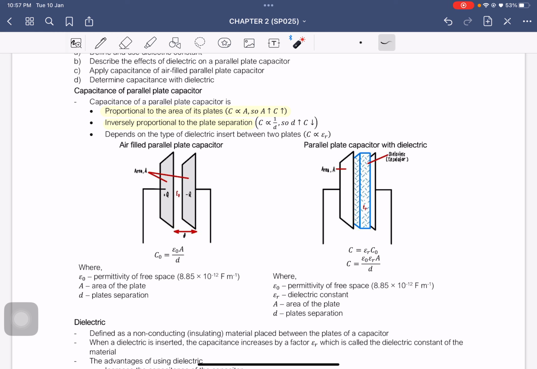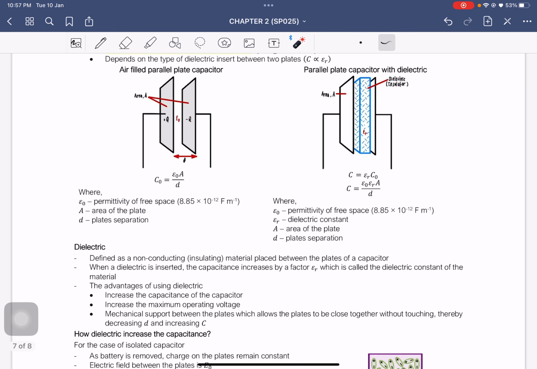For a parallel plate capacitor filled with dielectric, which is an insulator, the equation changes from having just epsilon naught, it will have an addition of epsilon r here, which is the dielectric constant. So the dielectric constant will be given, it's not a value that you have to memorize. It's not a constant like 8.85. It depends on the type of material.